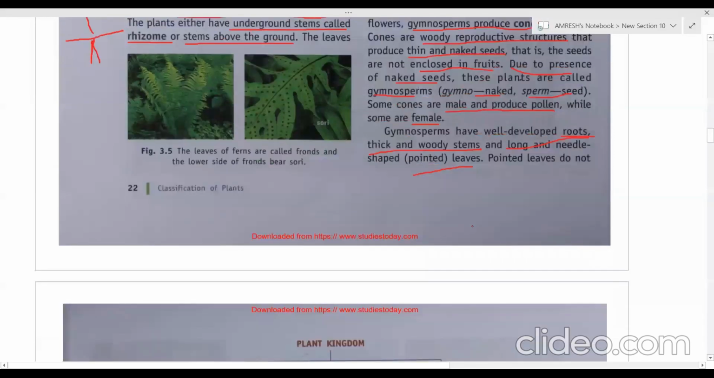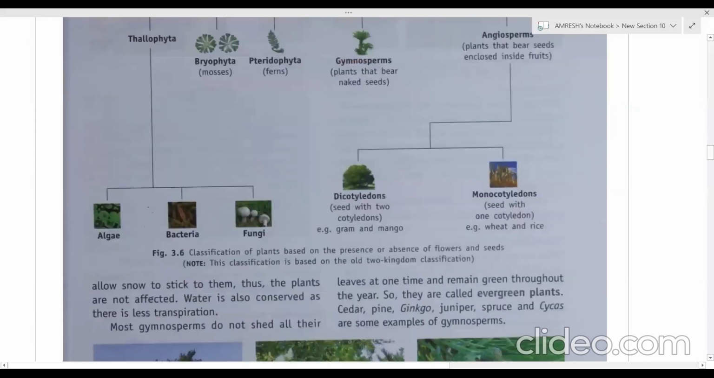The pointed leaves do not allow snow to stick on them, because gymnosperms you will usually find in mountainous areas where snowfall is prominent. So the snow does not stick on the leaves, so they are pointed and a little bit slanting. Thus the plants are not affected. Water is also conserved as there is less transpiration.